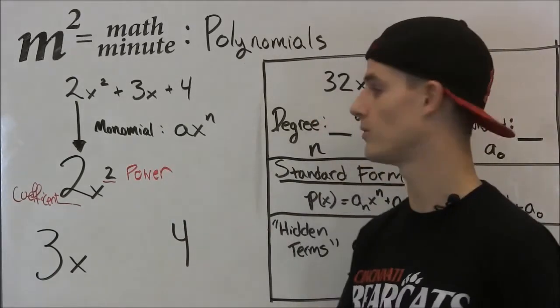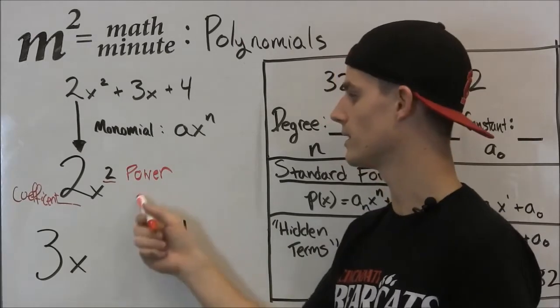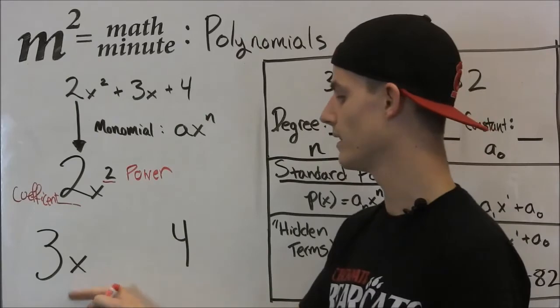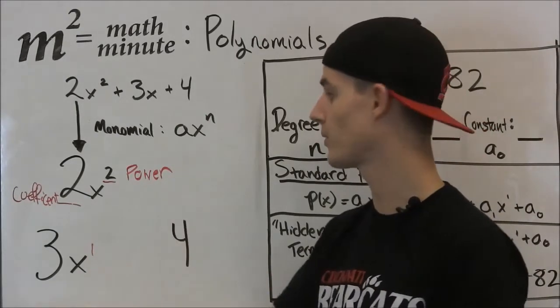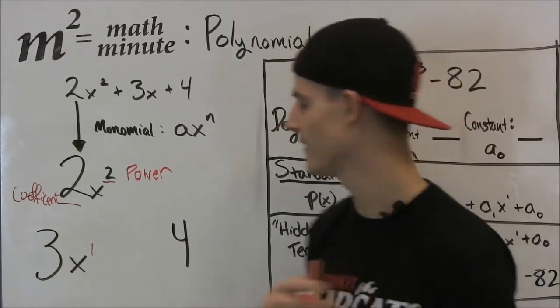Now, as I said before, all these were monomials. So this is a little different. This one has a very specific coefficient and a very specific power. We can see that the power of x is just 1. Now, n is 1, and 3 is a. We have our coefficient and our power.